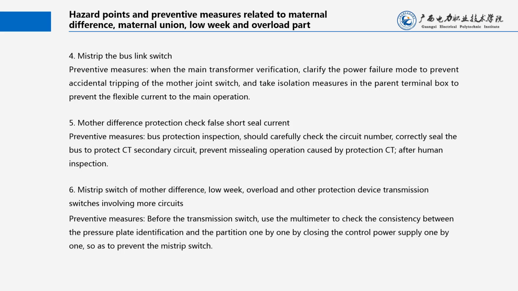6. Mistrip switch of bus difference, low cycle, overload and other protection device transmission switches involving more circuits. Preventive measures. Before the transmission switch, use the multimeter to check the consistency between the pressure plate identification and the partition one by one, closing the control power supply one by one, so as to prevent the mistrip switch.